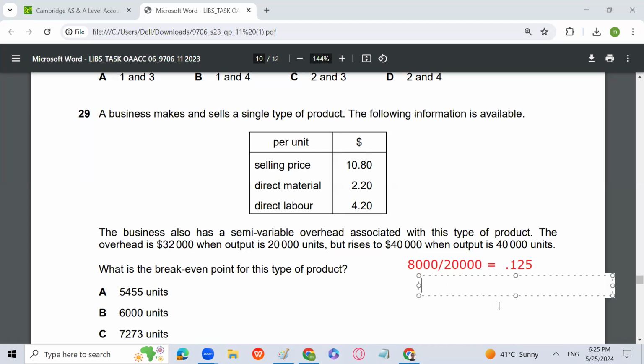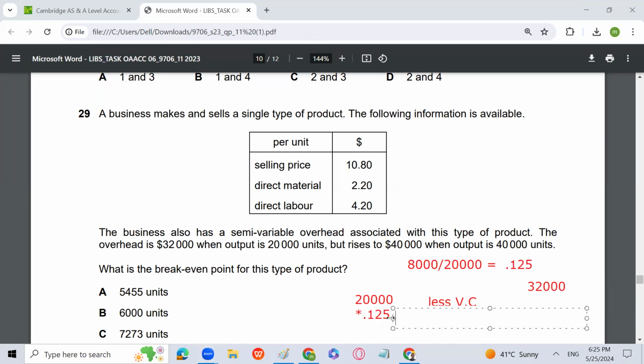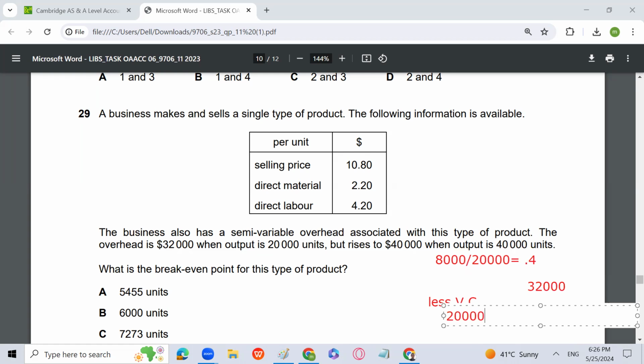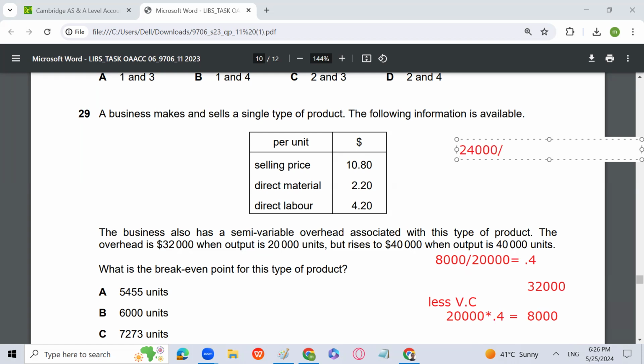Total cost for 20,000 units is 32,000, and we will subtract the variable cost from this. Okay, so that is going to be 0.4 actually. Let me correct it. Change in cost is 8,000 and change in units is 20,000, so 0.4 will be the variable overhead rate. So variable cost will be 20,000 multiplied by 0.4, which is 8,000. So total cost 32,000 minus 8,000, so 24,000 will be your fixed cost, divided by contribution per unit of 4.4.